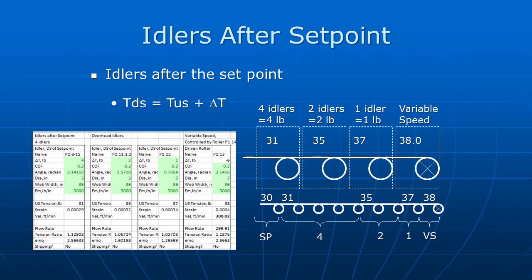And another technique you can use here, since I didn't particularly care about the tension at each idler, is you can lump them together. Now I was using a drag of 1 pound per idler, I believe. And so 4 idlers is just 4 pound drag, and it's in here as a lump.